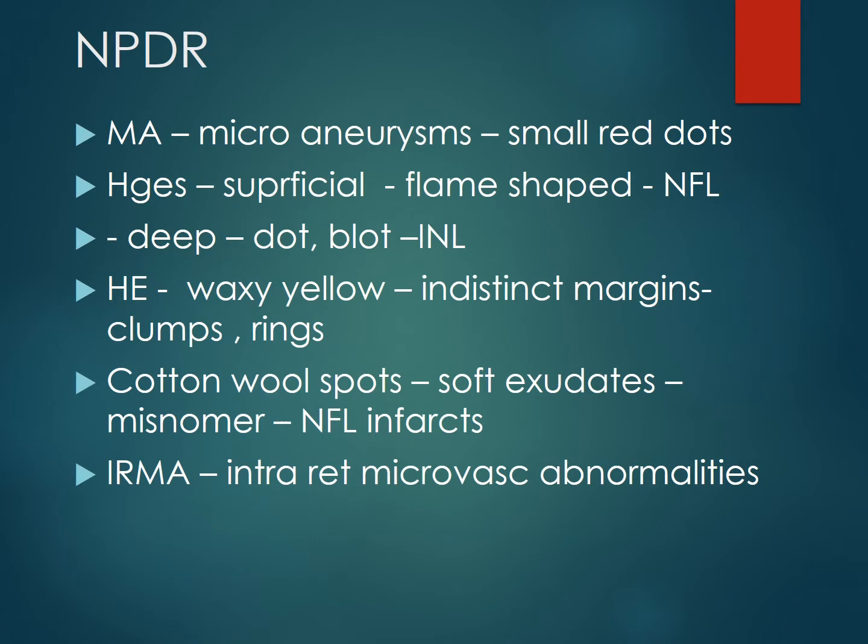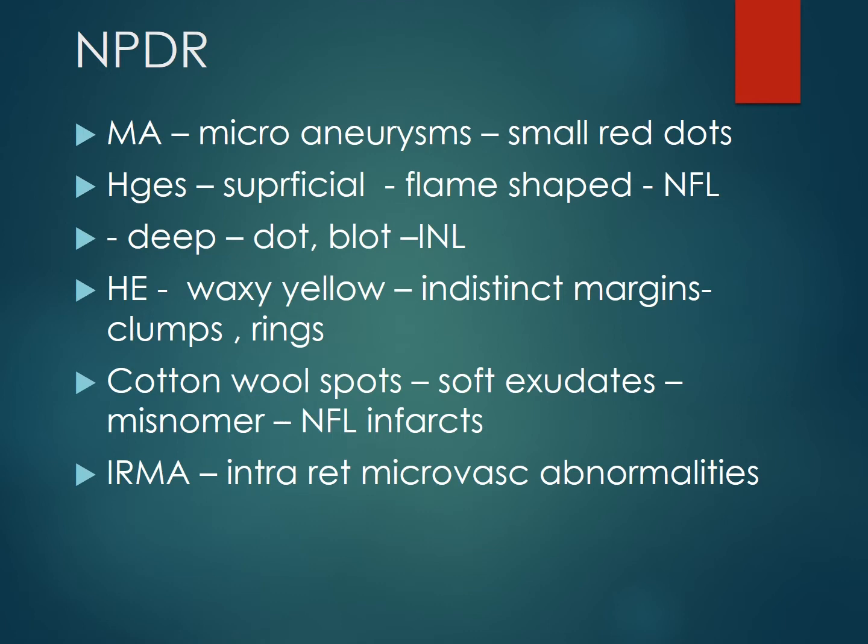The superficial hemorrhages are going to be flame shaped, and they are present in the nerve fiber layer, whereas the deep hemorrhages are called dot and blot hemorrhages. They'll have an appearance like a dot or an ink blot, and they are present in the inner nuclear layer. In addition to that, you can have hard exudates, which are waxy yellow depositions with indistinct margins, and they can be present in clumps or in a ring pattern, or a circinate pattern.